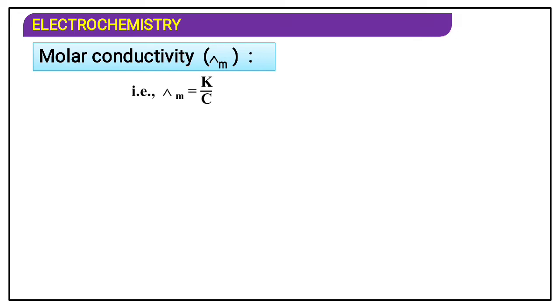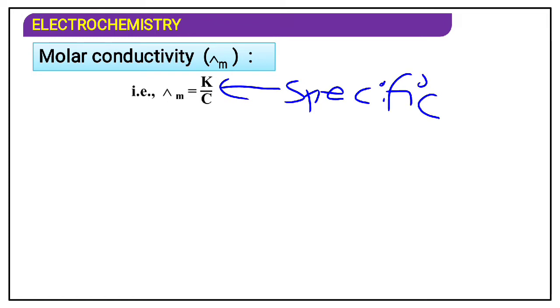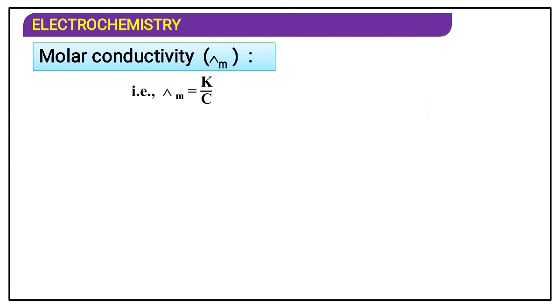And the formula for solving questions is lambda m equals K divided by C. Here K is kappa, which is called specific conductance, and C is the concentration. Keep these two terms in mind.